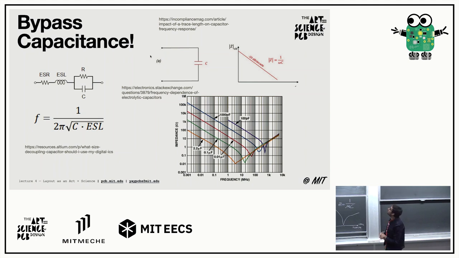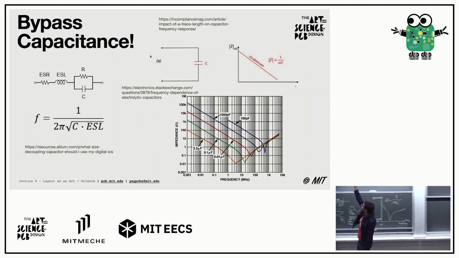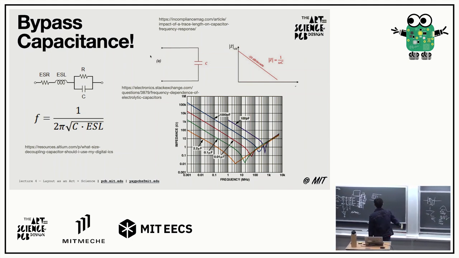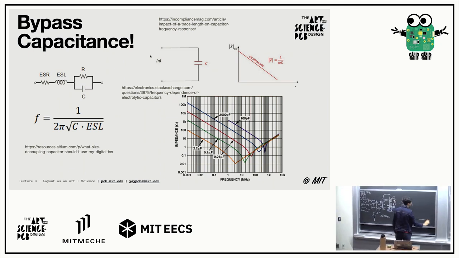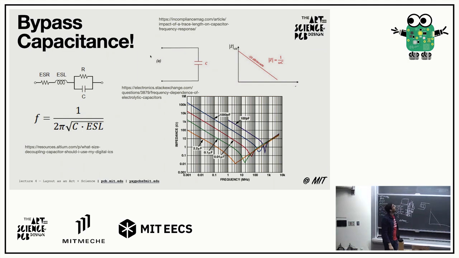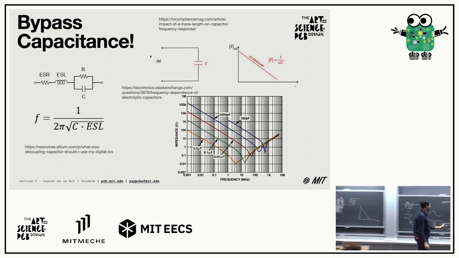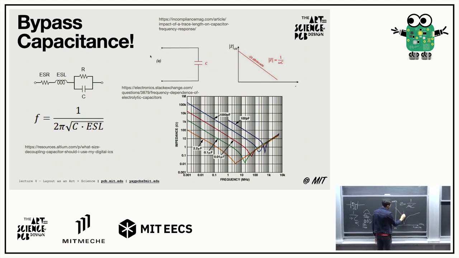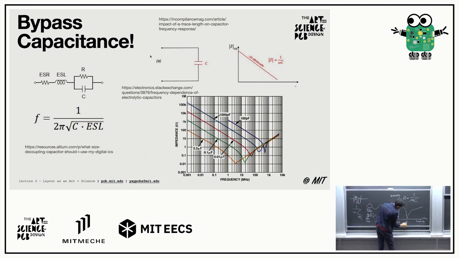And the reason you actually need multiple bypass capacitors is because of this equivalent series resistance and equivalent series inductance, because normally the transfer function of a capacitor is just a decreasing line like this. But when you add in that resistance and that inductance, that's where this upward curve comes from. And this frequency here is the resonant frequency of my shark.